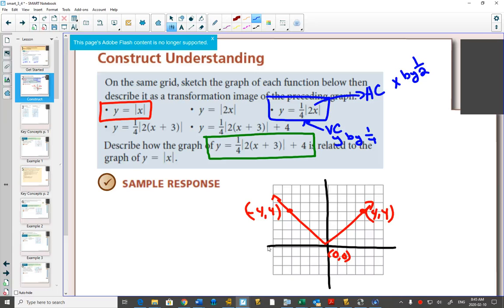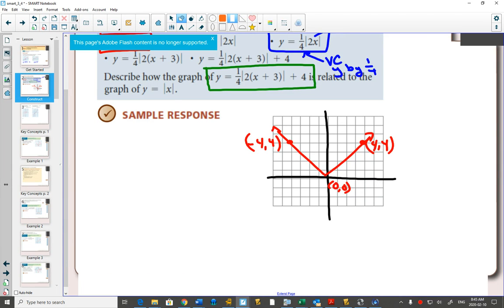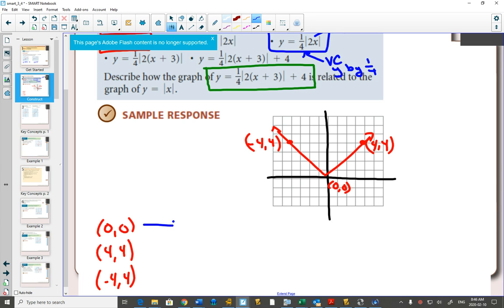Then to show our work, and I'm going to start it lower down here so that we have lots of room, I'm going to write out my 3 original points, 0, 0, 4, 4, -4, 4. And for our blue graph, I'm going to draw these blue arrows here. And above them, I'm going to say what I need to do. I need to multiply my y values by 1/4 and my x values by 1/2. Then find out where those points are going to go.